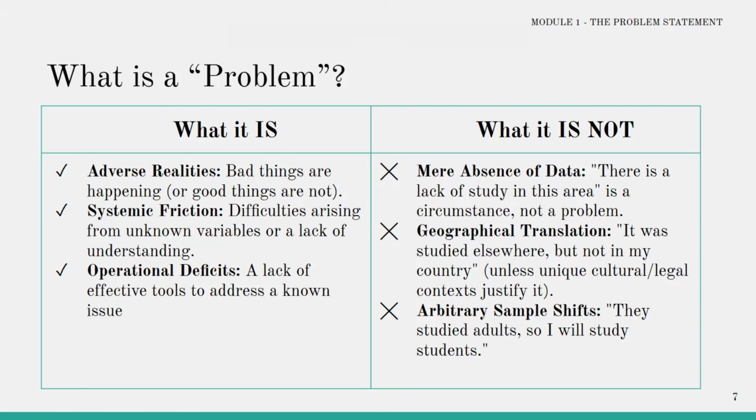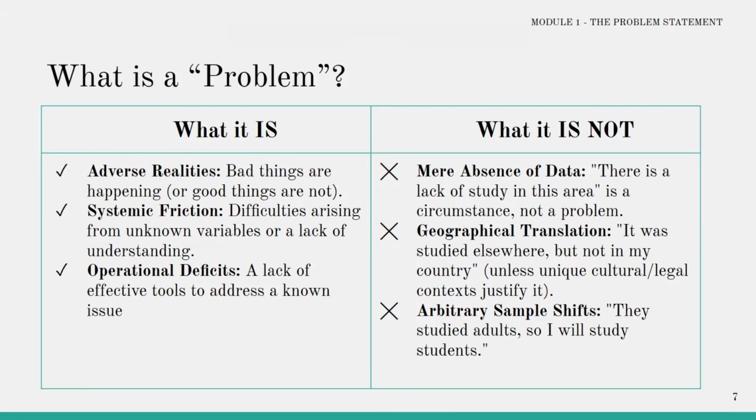There should be some systematic frictions present, meaning difficulties arising from unknown variables or lack of understanding. And finally, there could be some operational deficit, a lack of effective tools to address a known issue. So we know there is a problem, but we don't know how to address it, how to solve it, or why it's happening. So these are problems. But what is not a problem? A mere absence of data. There could be absence of data in many aspects of our life, but they are not all problems.